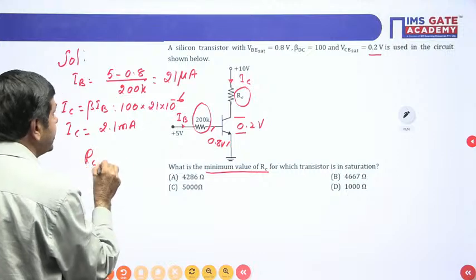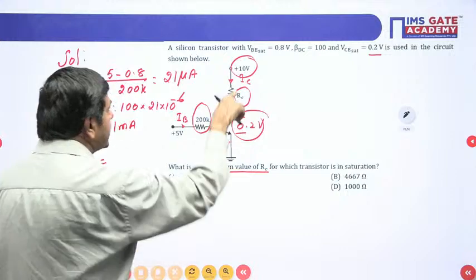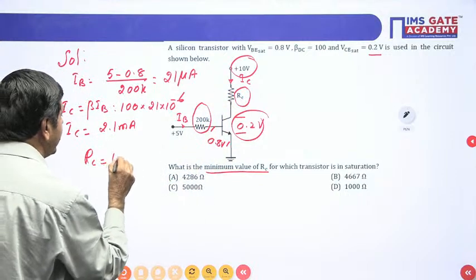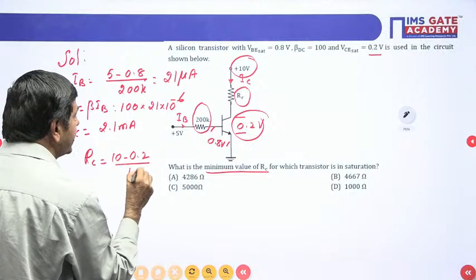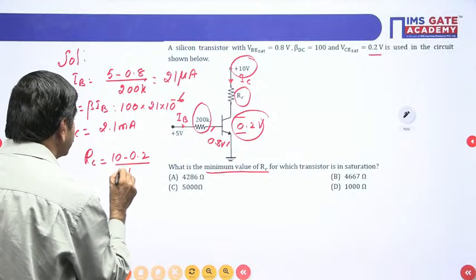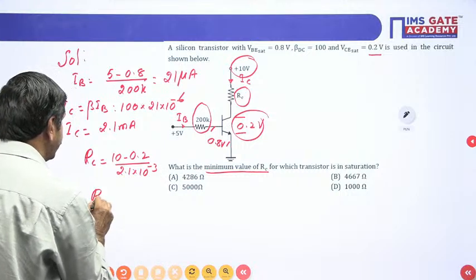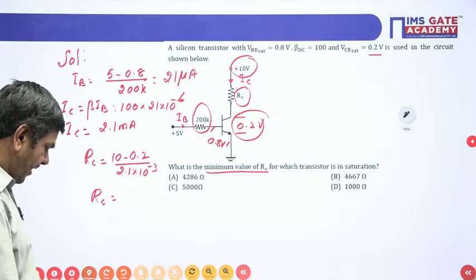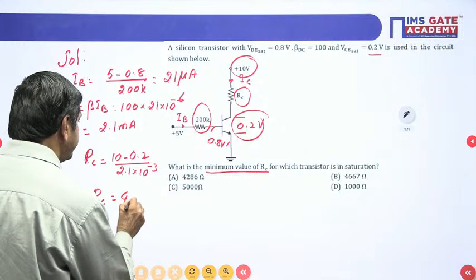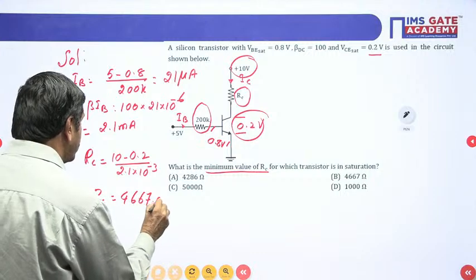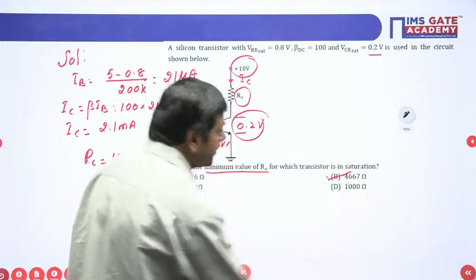RC is nothing but the supply voltage minus collector to emitter voltage divided by IC. 10 minus 0.2 divided by IC, and IC is 2.1 milliamperes. The value of RC is 4667 ohms. This is the RC value. So option B is correct in this particular problem.